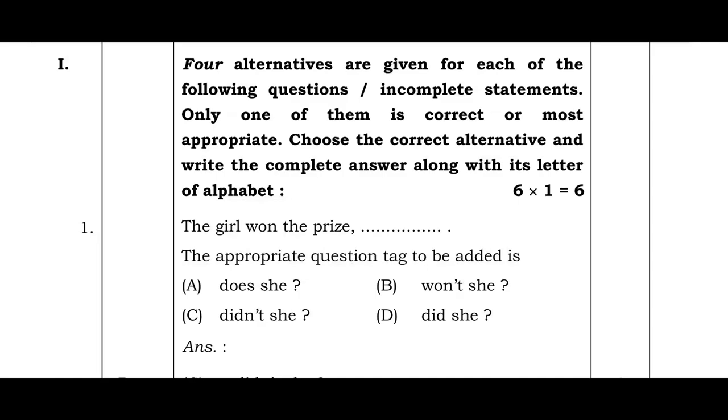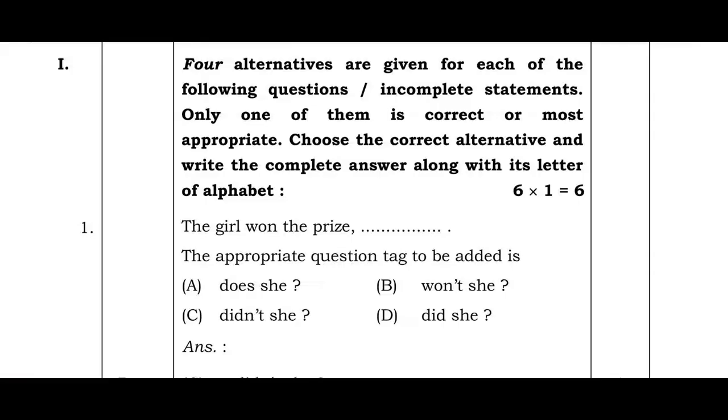Today we will discuss the First Language English NCERT question paper. The version is 15E. We will begin. Four alternatives are given for each of the following questions or incomplete statements. Only one of them is correct or most appropriate. Choose the correct alternative and write the complete answer along with its letter of alphabet.